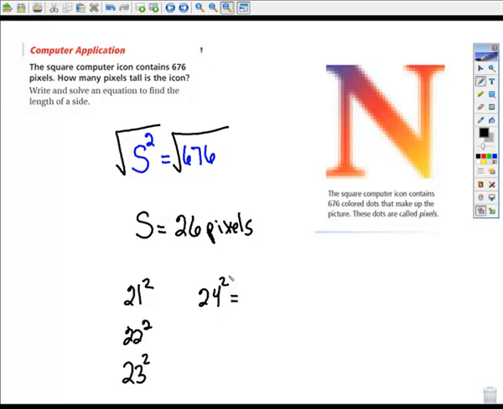However, if I try this 24 squared, it gives me 576. So you do have to check it. So it's not that. 25 squared ends in a 5. 26 squared could also end in a 6 because 6 times 6 is 36. And this is the winner. 26 squared is 676. So that's how I know that my answer is 26.